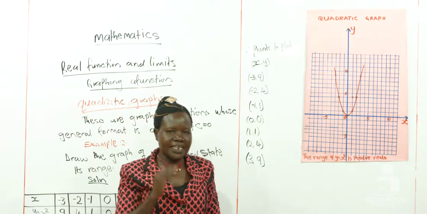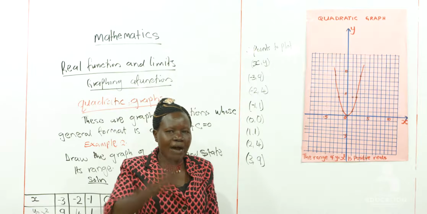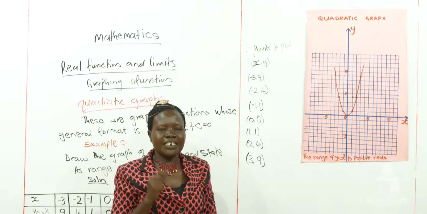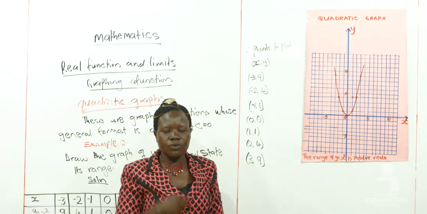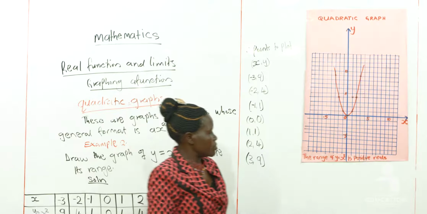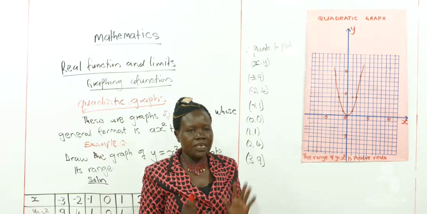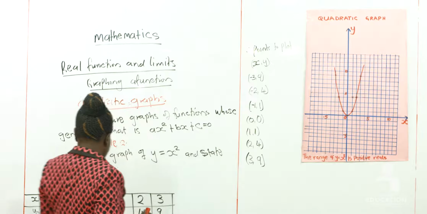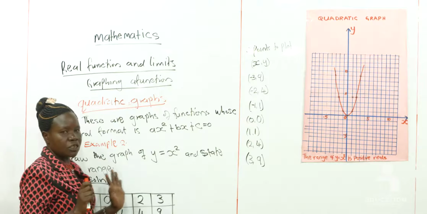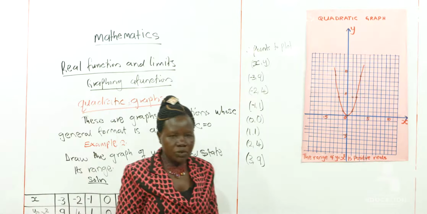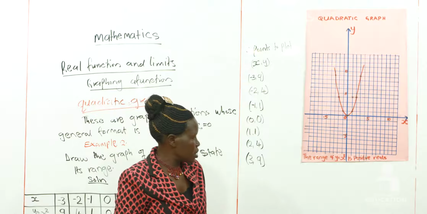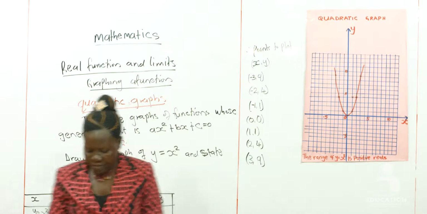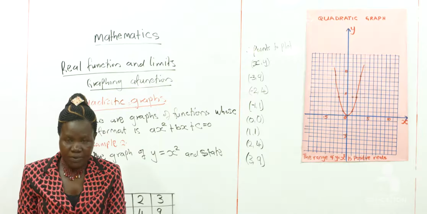You don't look at the x, because we look at what is the outcome if x is substituted by the objects. What will be the outcome? The outcome is where we describe the range, and therefore we have seen that all the points are positive. Then we simply say all the points are positive real. That is the range. With that, learners, I believe you have picked something on the quadratic.